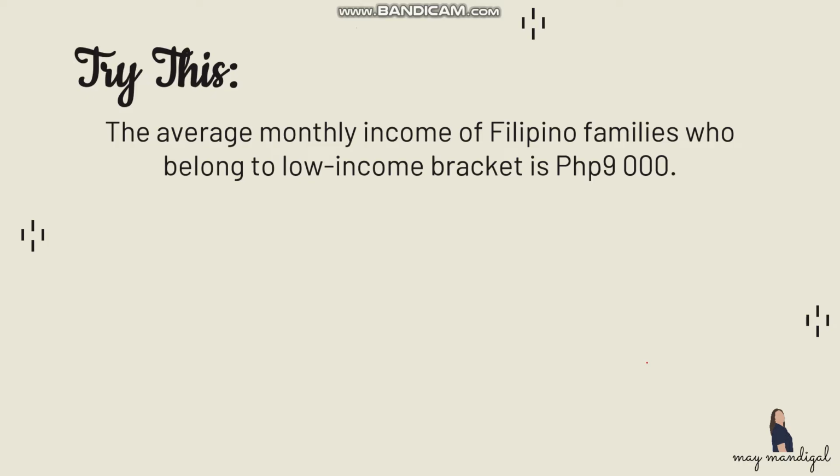So now what we will do is we will try to write the null hypothesis and the alternative hypothesis for each statement. I will be showing you statements or claims, and then we just have to write the corresponding null and alternative hypothesis. So first, the average monthly income of Filipino families who belong to low income bracket is 9,000 pesos. So this is now the claim or the statement.